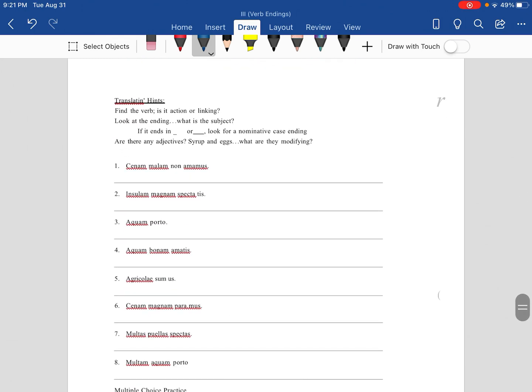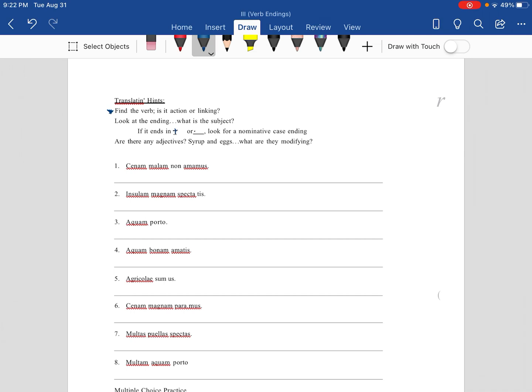Alright, so now we got these sentences to translate. So, sweet. So, first off, translating hits. Find the verb and determine if it's action or linking. A linking verb, the ones we have, sum, est, sunt, or in English, am, are, is, was. Alright, look at the ending. Figure out what the subject is.